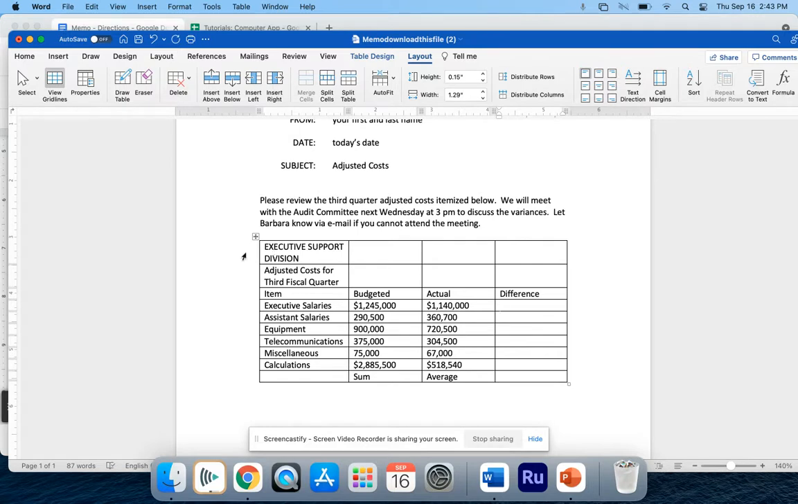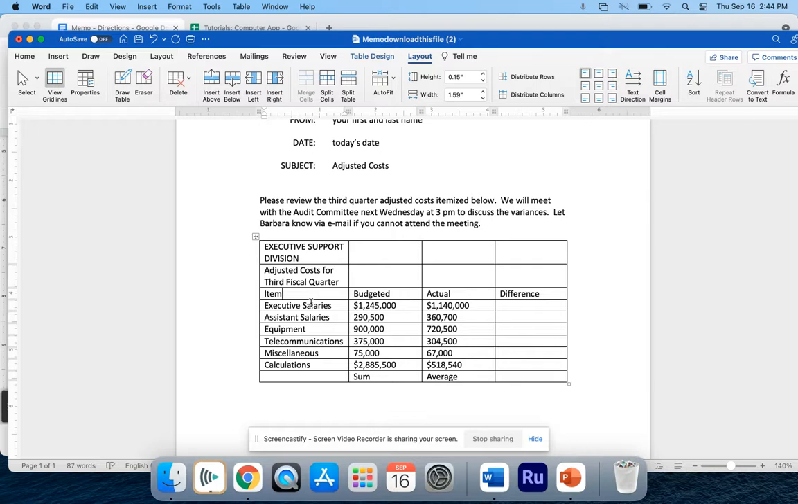And then this is row 1. This is row 2. Item is row 3. Executive is 4. Assistant is 5. Equipment is 6. And so on and so on. Okay. So your cursor over here is actually in column D, row 4. So your cursor's in cell D4. This is column A, row 3, where item is. So if you put your cursor in the item cell, you are actually in cell A3. Okay? Does that make sense?